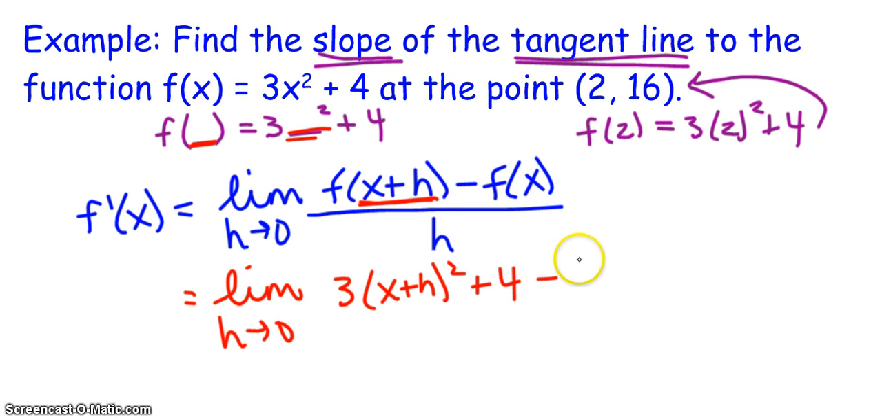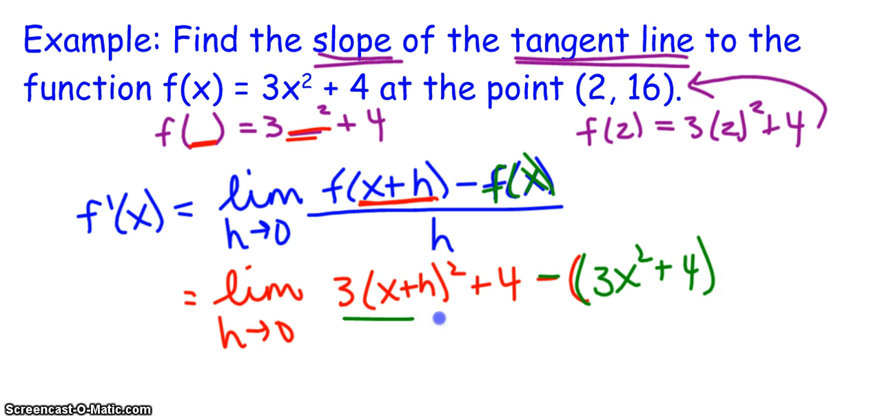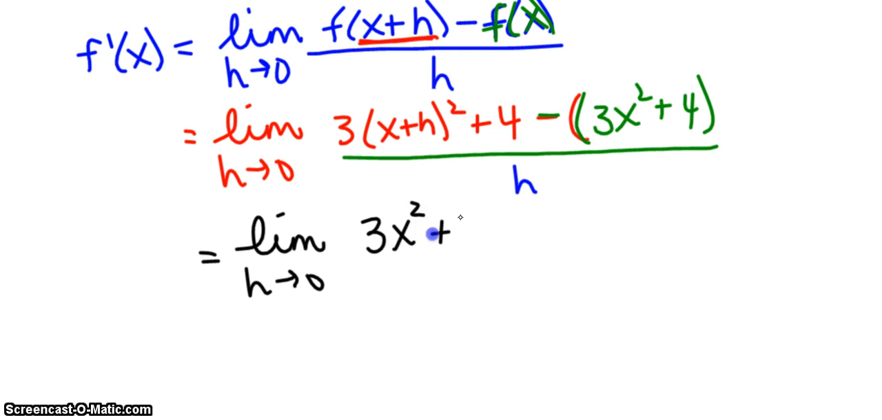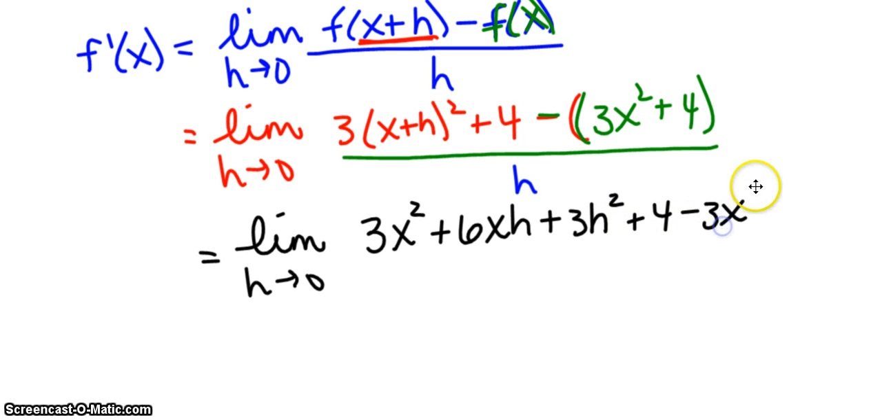Minus, then this is just my function on its own, all over that h value that was still there. Well, when you plug in h going to 0, you get 0 over 0, which means we need to keep going. And our keep going in this case is going to be cleaning up our algebra. So I'm going to have 3x squared plus 6xh plus 3h squared plus 4 minus 3x squared minus 4.